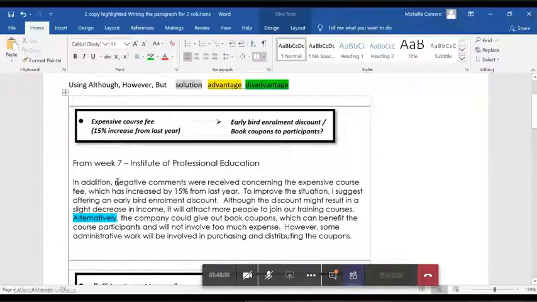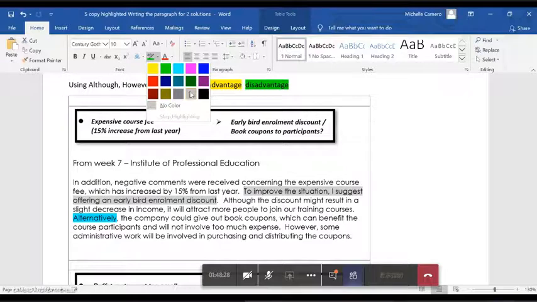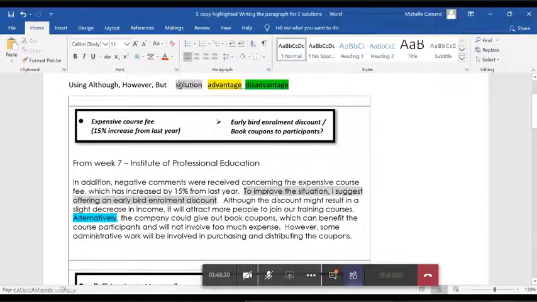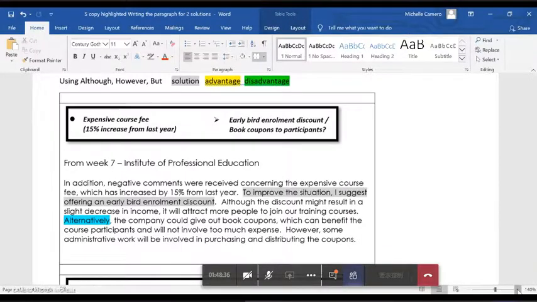So we have, in addition, negative comments were received concerning the expensive course fee, which has increased by 15% from last year. All right, to improve the situation, I suggest offering an early bird enrollment discount. So, all right, here is solution 1, okay? So remember, I'm going to put the solution in gray. Then we need to find the advantage and disadvantage. So here's our sentence. Let me make this a little bigger for you.